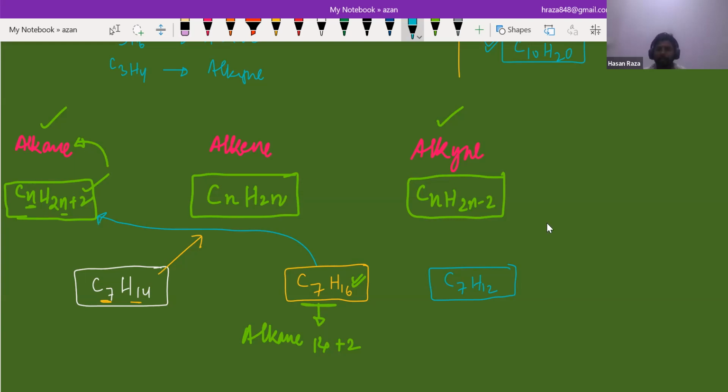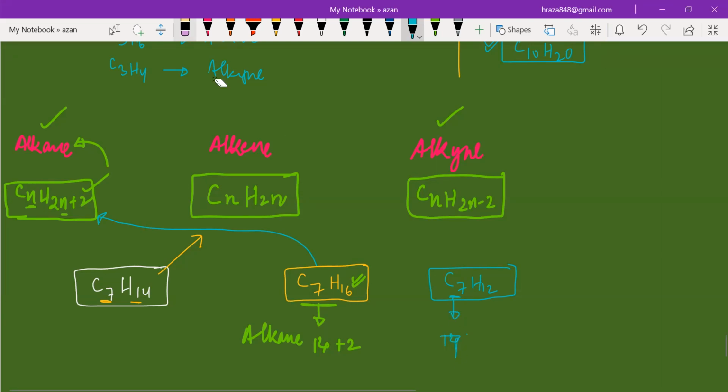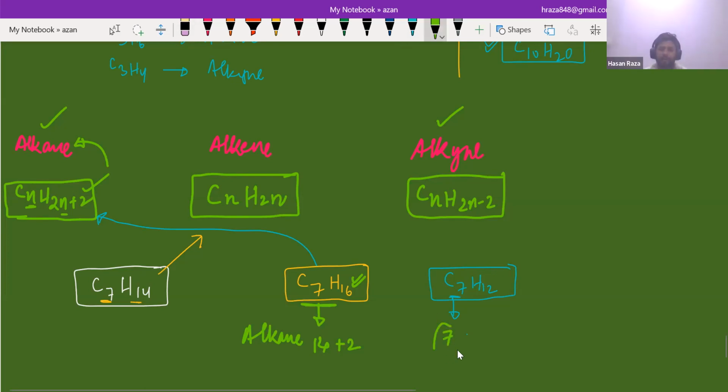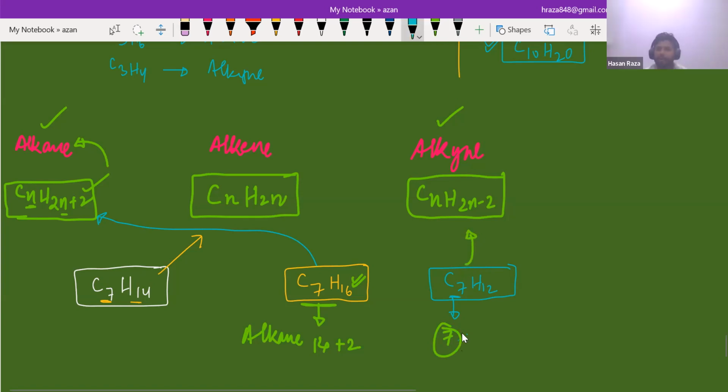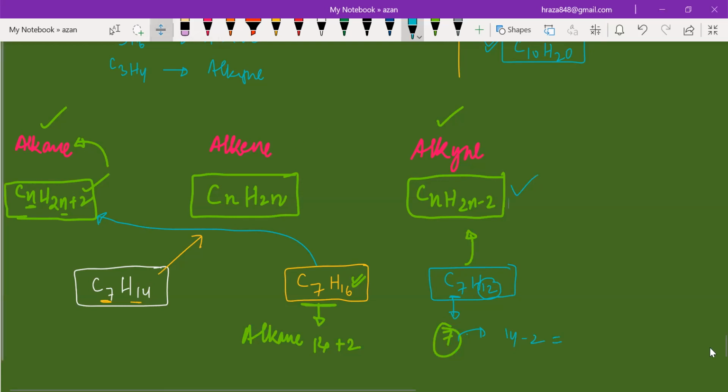Can you tell me? Okay, sir. See, what is the number of carbon here? 7. Yes, it's 7. Sir, is it alkyne? Yeah, it is. You can see that 7. Double of 7 is 14. And how do you get 12? Minus 2. So this will be alkyne. Got it? Yes, sir.